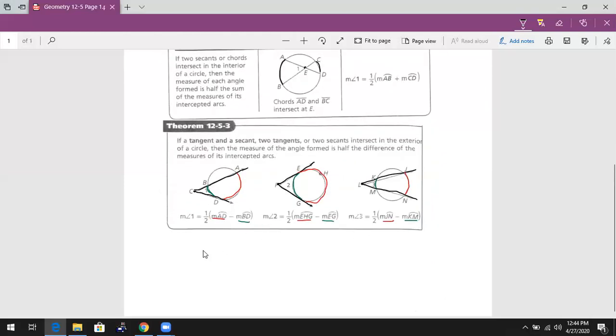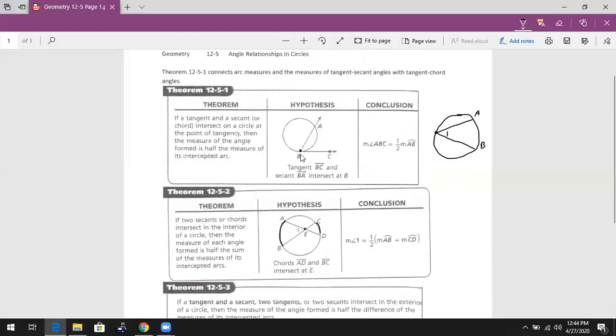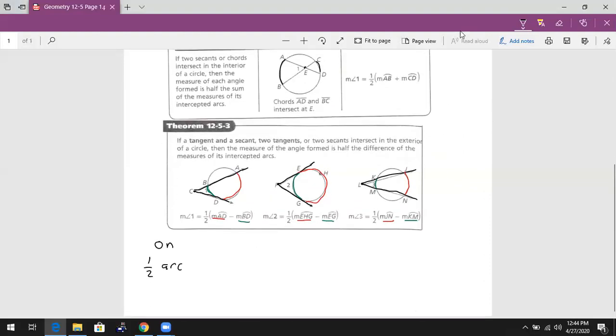And throwing it together with what we have up here and what we learned in the other lesson really boils down to three things. Does it intercept on the circle? If it does, then the angle is half the arc. Okay, so we look here, on the circle, half the arc, on the circle, half the arc. Does it intersect inside the circle? Then the angle is half the sum. There's really only one way that can happen, and that's with two chords. Half the sum.